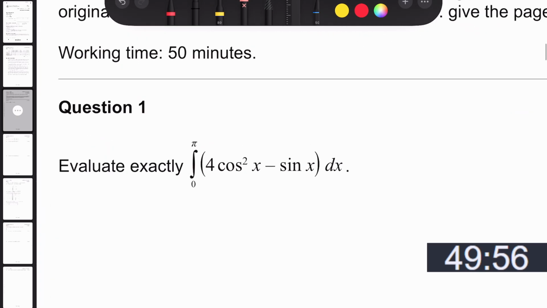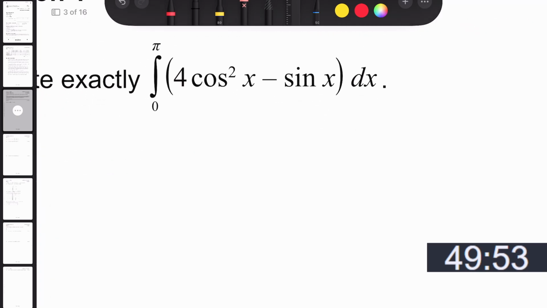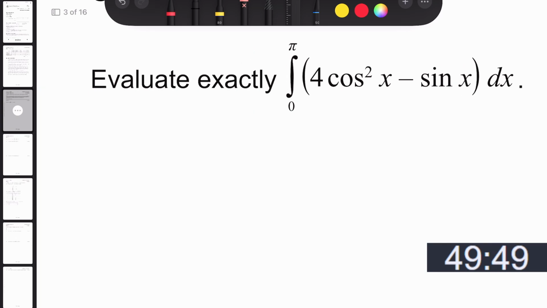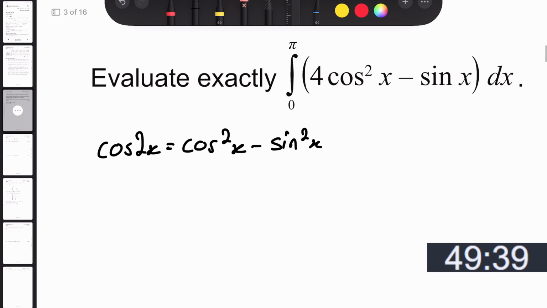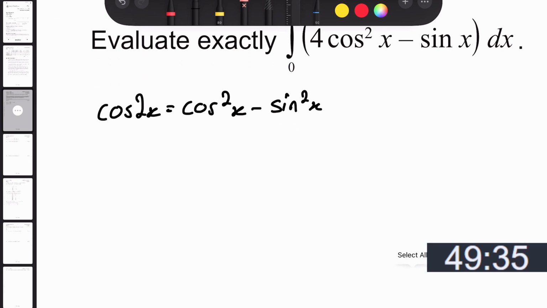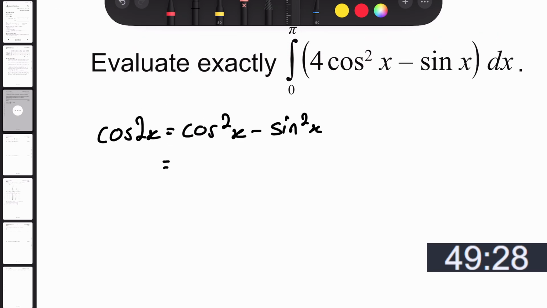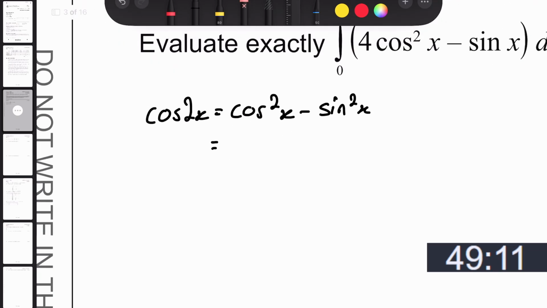Evaluate exactly the integral of cosine squared of x minus sine of x. So we know that cosine of 2x is equal to cosine squared of x minus sine squared of x. Oh sorry, no, this is actually equal to 1 minus 2 sine squared of x. Does that help me? Sorry, wait, no, I want the cosine squared of x. So 2 cosine squared of x minus 1.